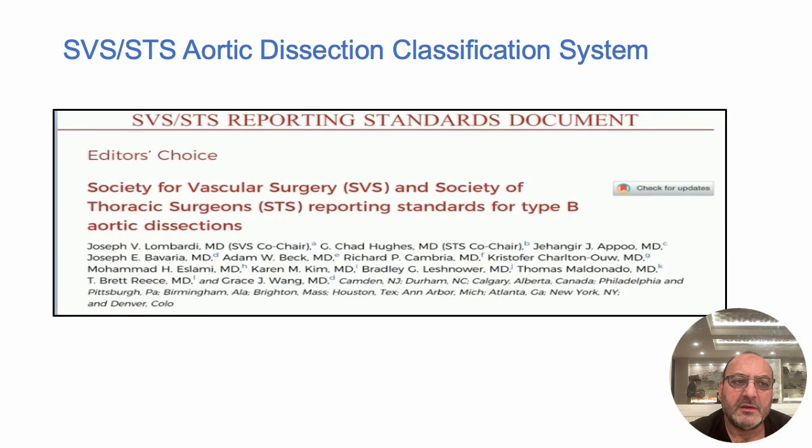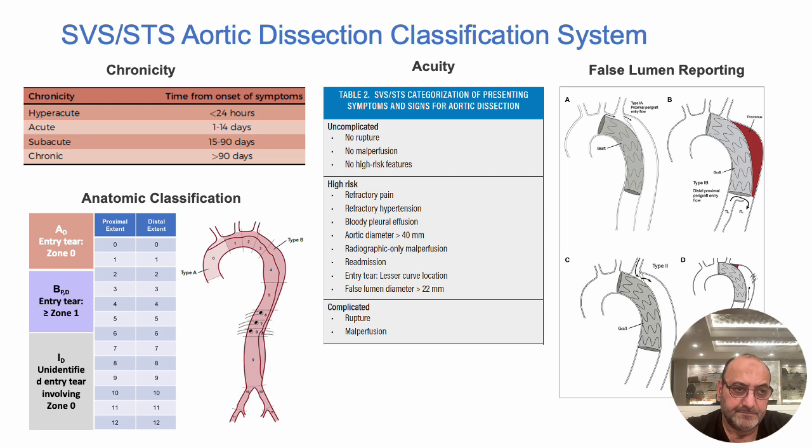In 2020 there was a new classification for type A and type B dissection, and a new reporting standard, which was really very helpful. It describes the disease accurately in terms of the endovascular era. I am not going to go through the entire paper. The paper is available for free online. You can take a look at it and practice different scenarios, which are in the paper as well.